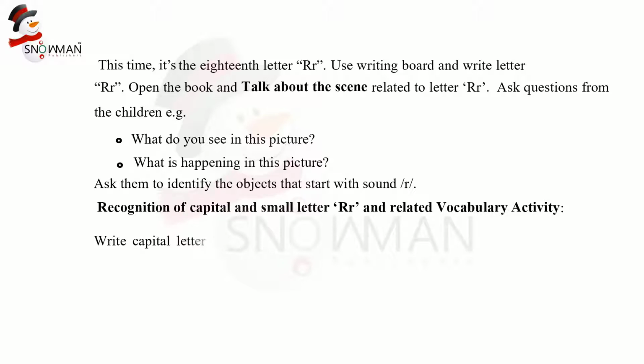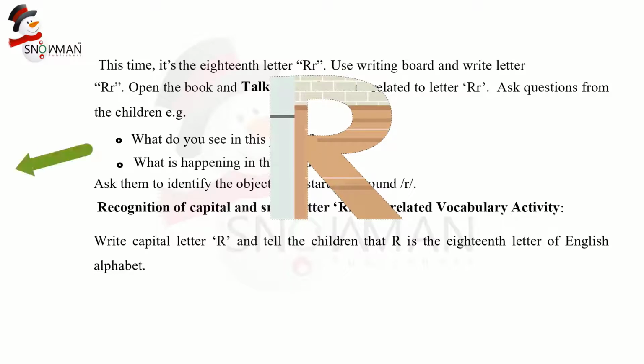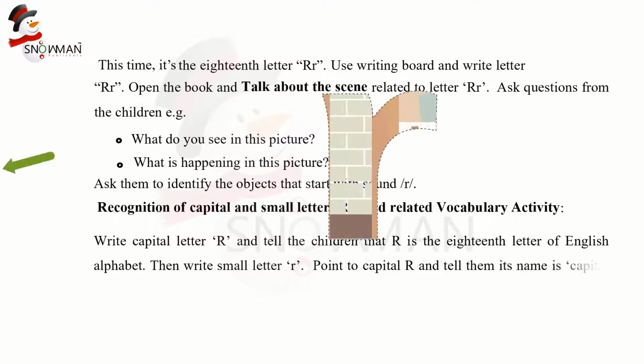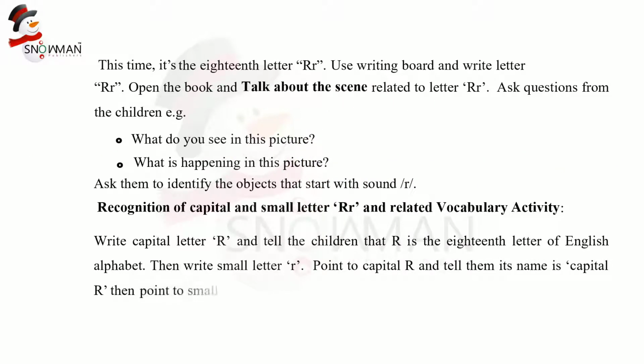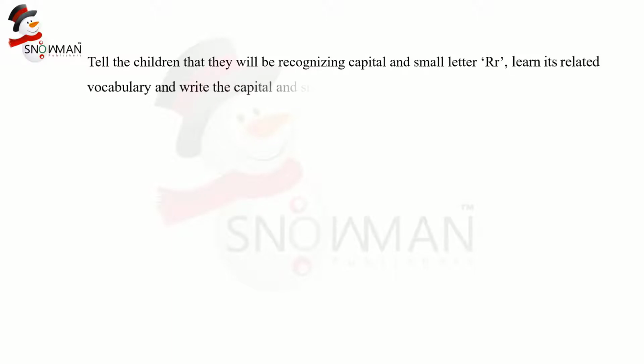Write capital letter R and tell the children that R is the 18th letter of the English alphabet. Then write small letter r. Point to capital R and tell them that its name is capital R. Then point to small r and tell them that its name is small r. The sound of the letter remains the same, whether it is capital or small. Tell the children that they will be recognizing capital and small letter R, learn its related vocabulary and write the capital and small letters R with correct formation.